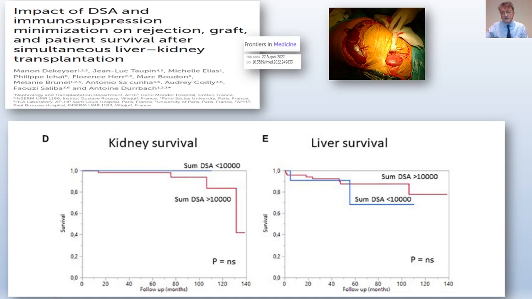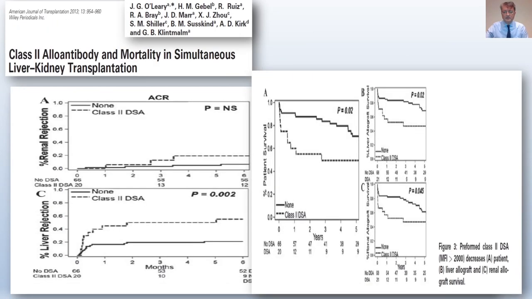An interesting setting is combined liver-kidney transplantation, where we expect that the liver will protect the kidney. And here the message, as you can see, is that even in patients producing a very high level of antibodies, the outcome of both kidney and liver graft is not inferior compared to patients who produce a smaller amount of antibodies.